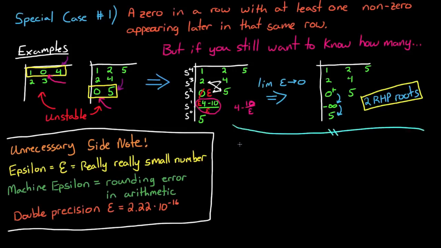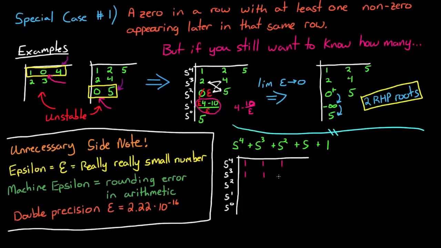Okay, let me show you just one more example of this. Starting with this polynomial, s to the fourth plus s cubed plus s squared plus s plus 1, we can fill out the Routh array just like we did above. But now you can see that in the third row, the first column is a 0, and the second column is a 1. And this satisfies our condition for the special case, and it also states that this system is unstable. You can say that instantly.